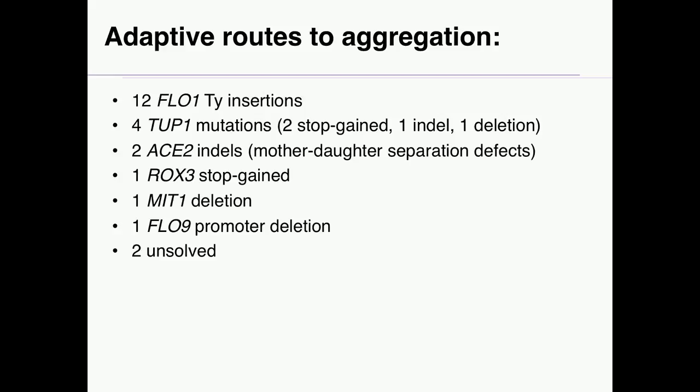Also 4, now 5, loss of function mutations in the gene TUP1, a known repressor, and 2 mutations in ACE2, which is a transcription factor involved in mother-daughter separation. So those were actually not strains that exhibited flocculation, but rather a mother-daughter separation defect. ROX3, as I mentioned, and a smattering of other mutations, and now only 1 unsolved, which we are working hard on as we speak.